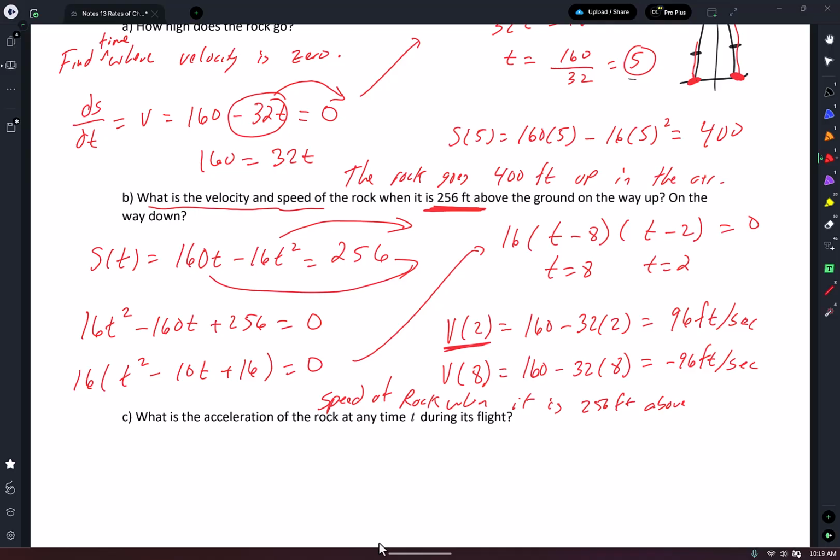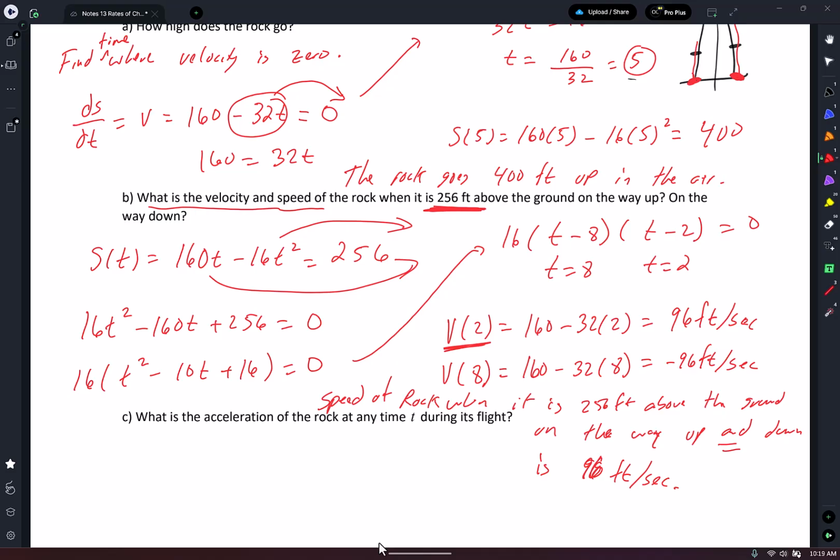Speed of rock when it is 256 feet above the ground on the way up and down is 96 feet per second. So let me read it again because my handwriting sucks. Speed of the rock when it is 256 feet above the ground on the way up and down is 96 feet per second. There it is, full credit. Does that make sense, guys? All right.